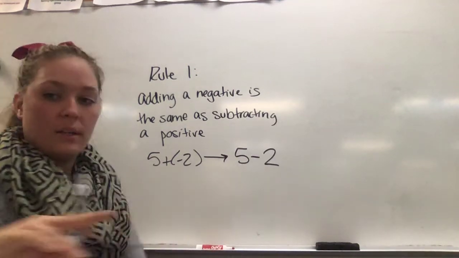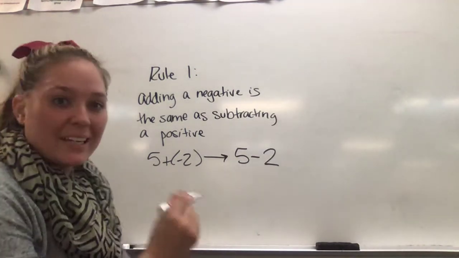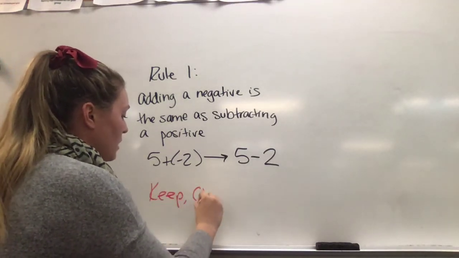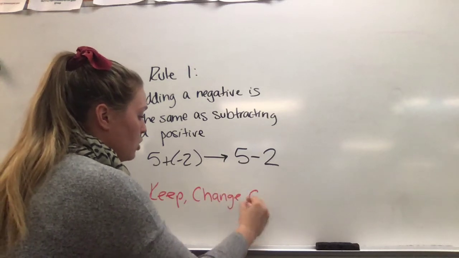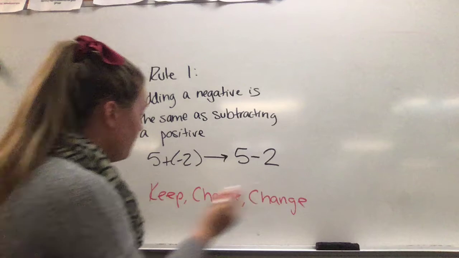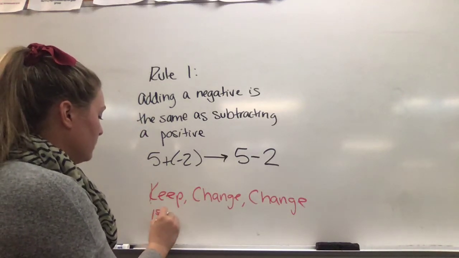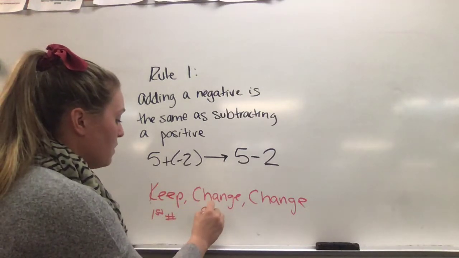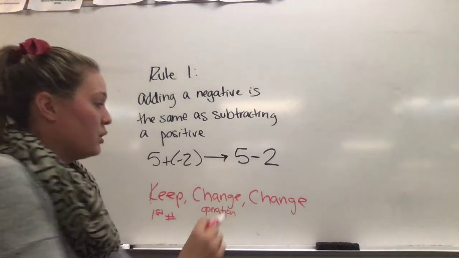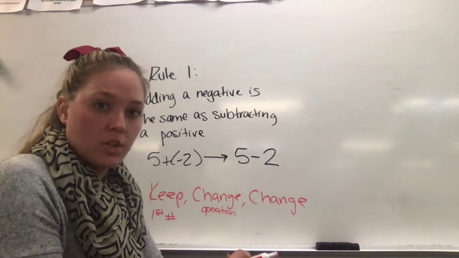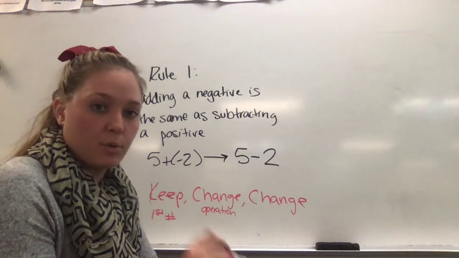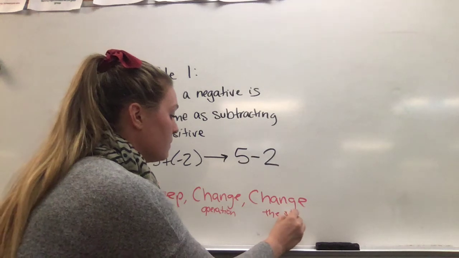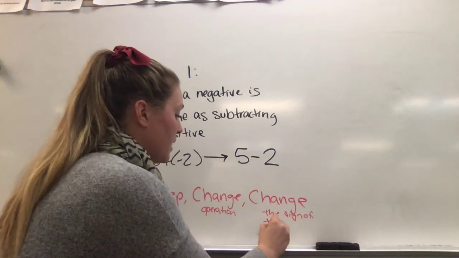Now, a little hint here is something called keep, change, change. So the keep, you keep the first number. You keep it just as it is. You change the operation. So you change it from addition to subtraction or subtraction to addition. It only works with these two. Keep, change, change works for subtraction and addition only. And then you change the sign of the second number.